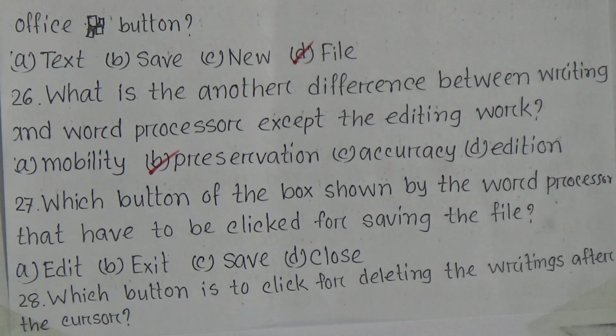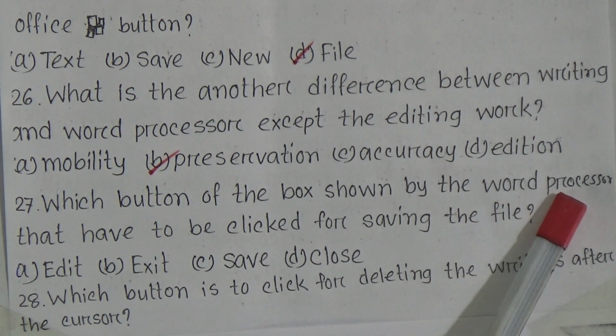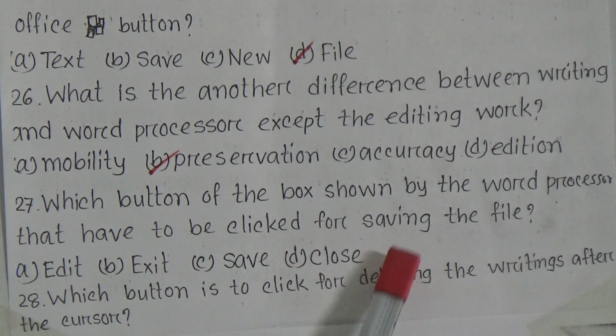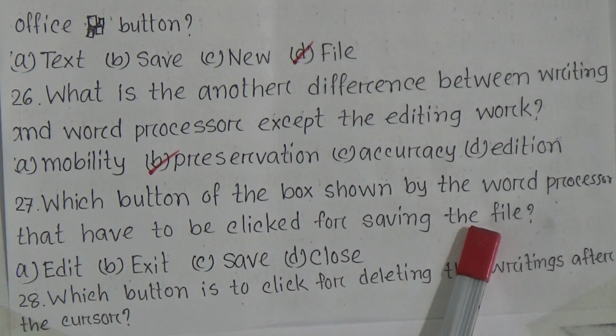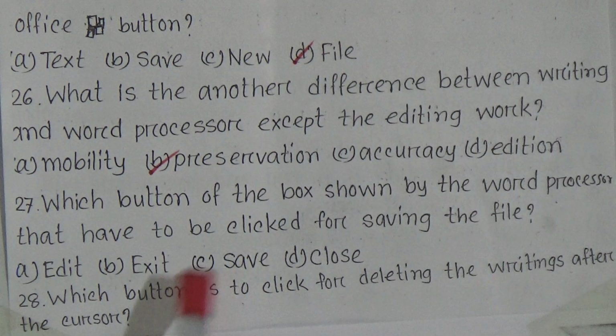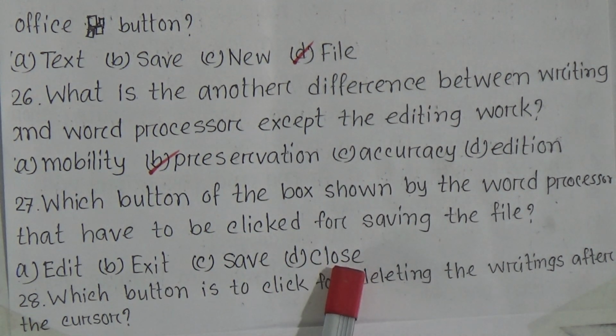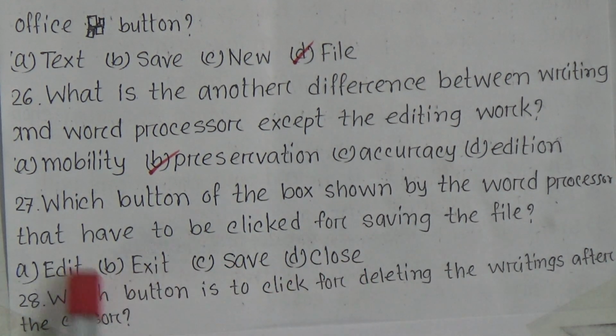Now come to question number 27. Which button of the box shown by the word processor has to be clicked for saving the file? Options are edit, exit, save, close. Okay, the answer will be option C, save.